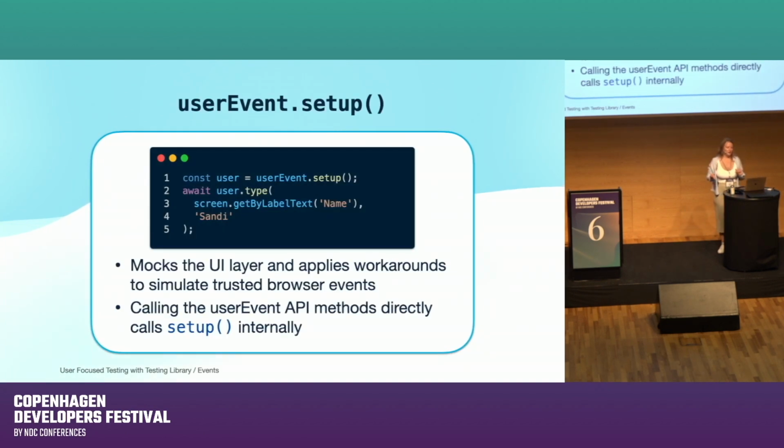To simulate the browser, user event needs to mock the UI layer and apply workarounds on top of the test environment to simulate trusted browser events that are not otherwise programmatically available. So user event has a setup function that should be invoked at the start of each session, and then it will configure an instance of user event, applying those workarounds in the configuration from the beginning. This setup function is newer to version 14 of user event, and in order to ease the transition, the user event API methods can still be called directly as they previously would have been, and they'll just call setup internally.